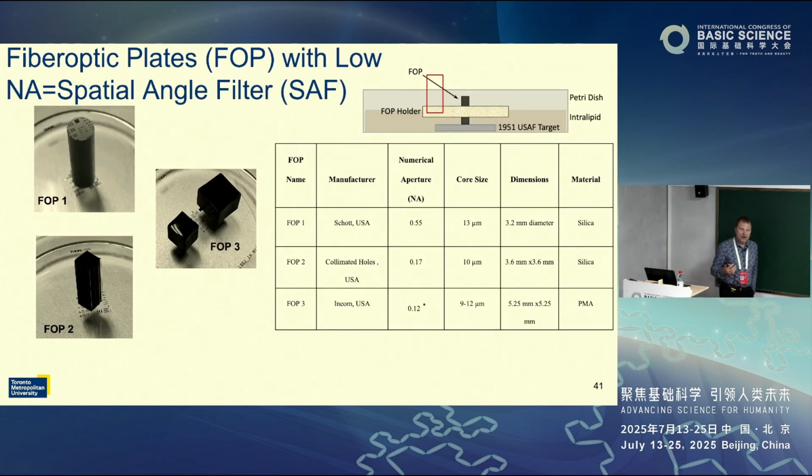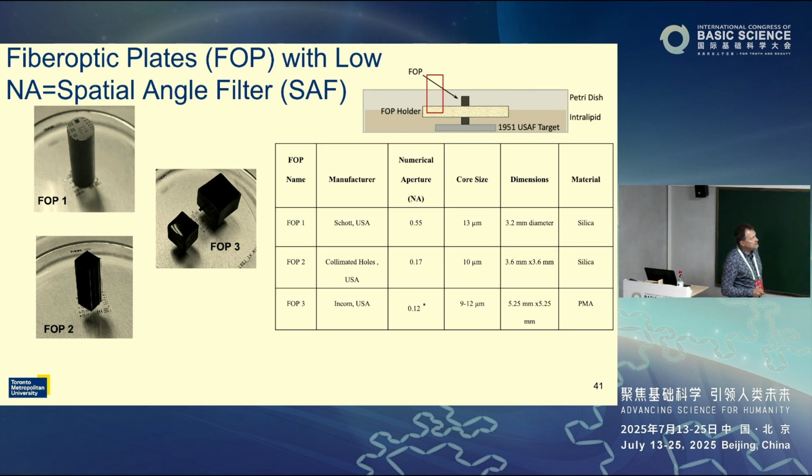And we tried to figure out which schematics would work better, because that could be found only experimentally. So those are examples of fiber optic plates with restricted NA. And this is the schematics of the experiment. What we did, we applied the USAF 1951 target at the bottom, and then we poured intralipid of a certain concentration, and we changed this concentration, mimicking basically the scattering properties of the skin.